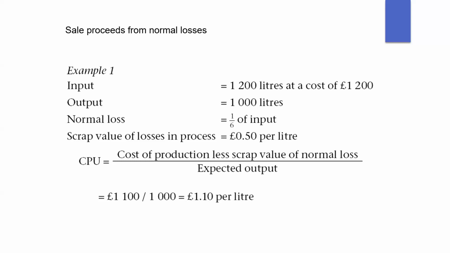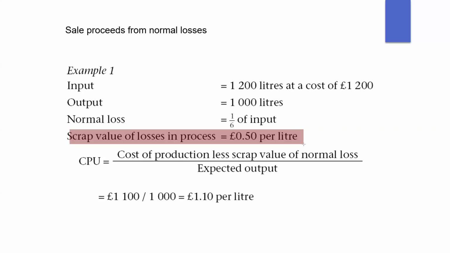Now, in the same example, let's assume that we are going to sell the normal loss. So here, we are going to sell the normal loss at 50 penny per liter. Hope you can see that area. The scrap value of loss in process is 50 penny per liter.